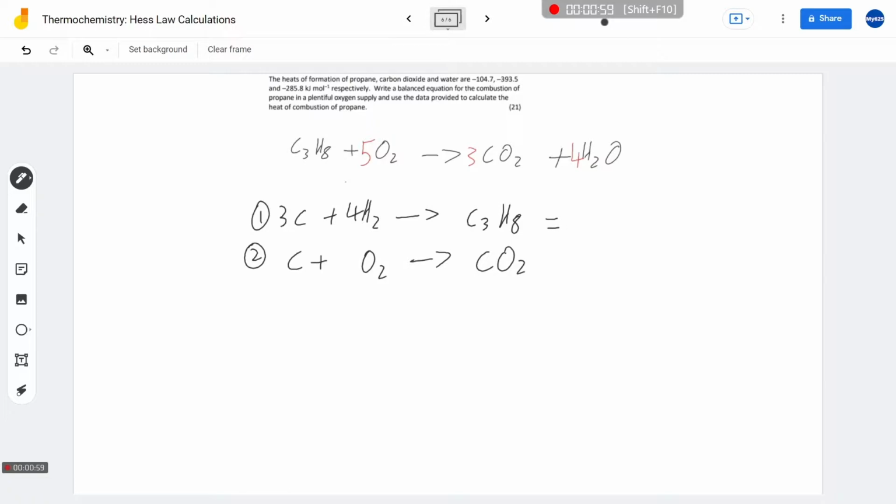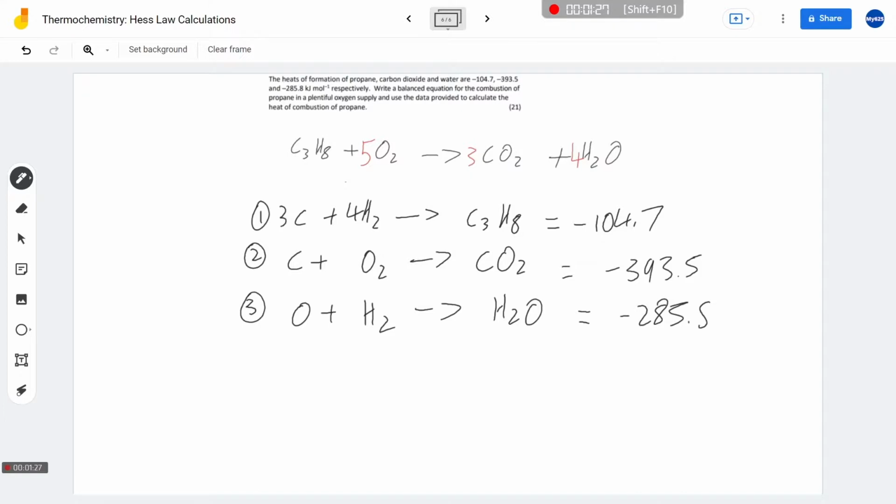Oh, and let me write the heats for this. So minus 104.7, and here we have minus 393.5. And then lastly, what's the last molecule they tell us the heat change for? It's formation, and that's water. So forming water, or H2O, how would we form that? We did that in the last example. We have an oxygen molecule and a hydrogen molecule. Very simple. And what is the heat change there? Negative 285.8.